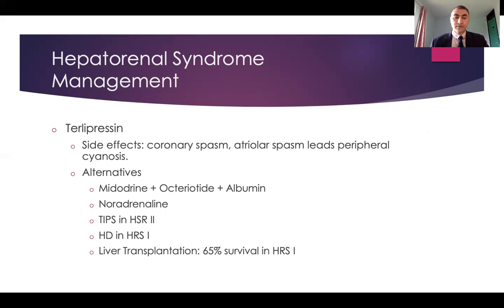In the American guidelines, they go with midodrine, octreotide, and albumin, or noradrenaline and albumin. If you think the patient might get a liver transplant, then you might offer a TIPS if the condition is HRS type 2, or hemodialysis if it is hepatorenal type 1.